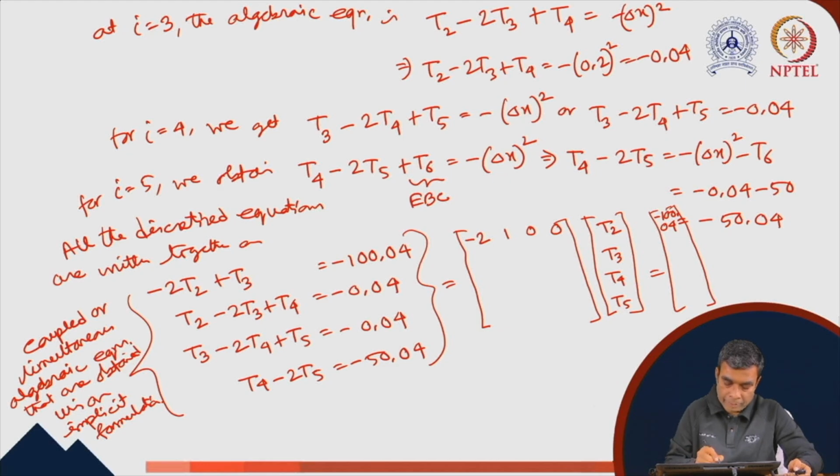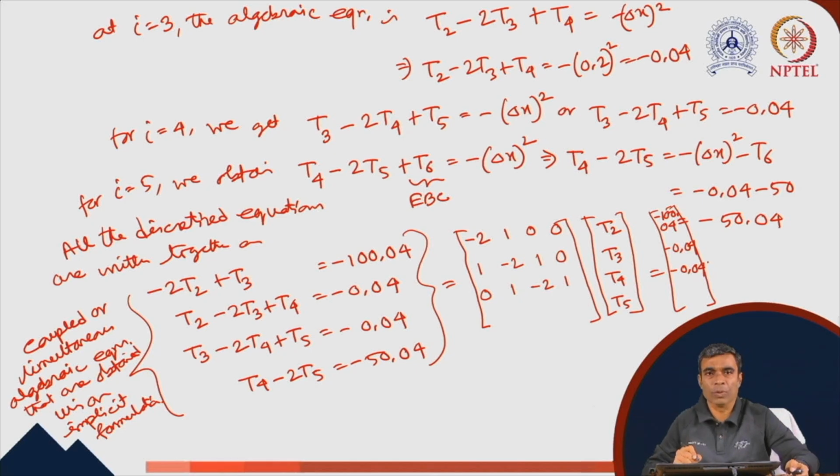Now, the second equation, in this case, T2's contribution is 1, T3's contribution is minus 2, T4's contribution is 1 and T5 does not exist, so T5's contribution is 0 and the right hand side is minus 0.04. For the third equation, T2 does not exist, so its contribution is 0. T3 contributes as 1, T4 contributes as minus 2 and T5 contributes as 1. Then the right hand side is same as minus 0.04.